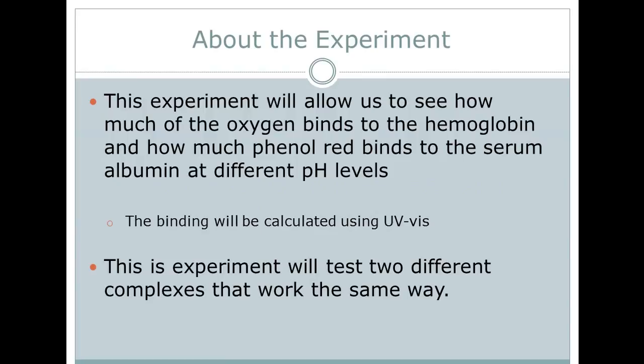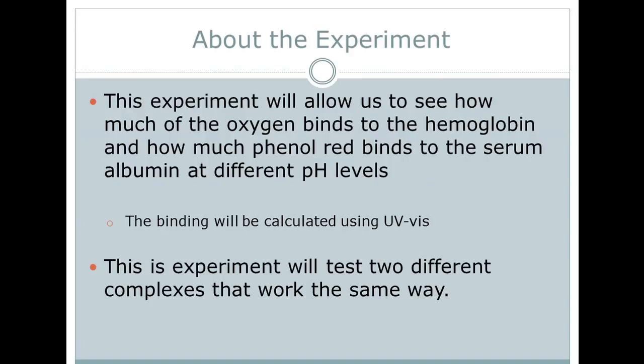Just like hemoglobin, serum albumin, which is also found in human blood, is a protein that has active sites that bind certain molecules. Using the pH indicator, phenol red, we can study the protein-ligand affinity using UV-Vis spectroscopy and then applying Beer's law to find the concentration of phenol red at various different pH levels.